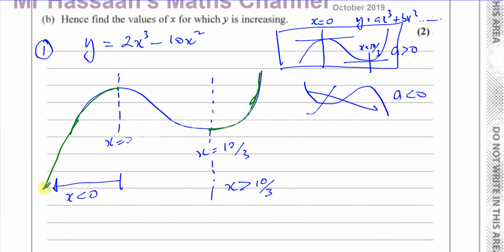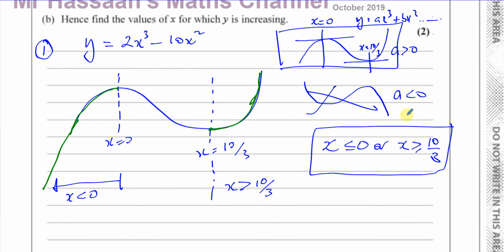Now, I hope you can see that when the gradient is positive, it's increasing. When the gradient is negative, it's decreasing. So whenever the gradient is positive, it's increasing. Whenever the gradient is negative, it's decreasing. Okay, so those will be the answers. Now, in the mark scheme, it will mention x is less than or equal to 0, or x is greater than or equal to 10 over 3. This is perfectly correct to write, and this is what the mark scheme actually shows. There's nothing wrong with writing this.